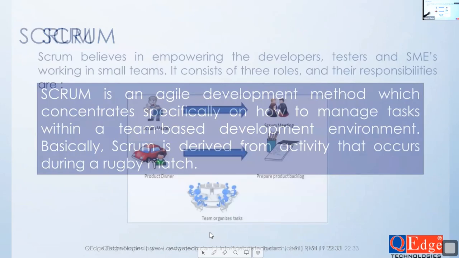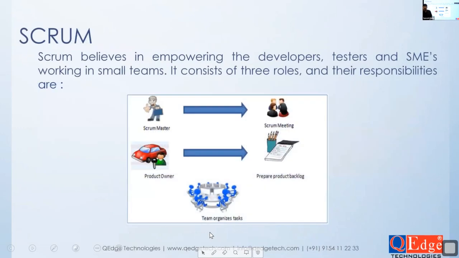The Scrum terminologies. Project Manager is called Scrum Master. Business Analyst is called Product Owner here. Developers and testers together are called Scrum Team or Agile Team. Frequently, daily or on alternate days, some meetings will be organized.